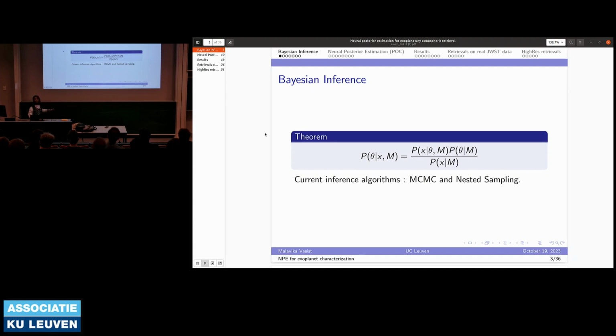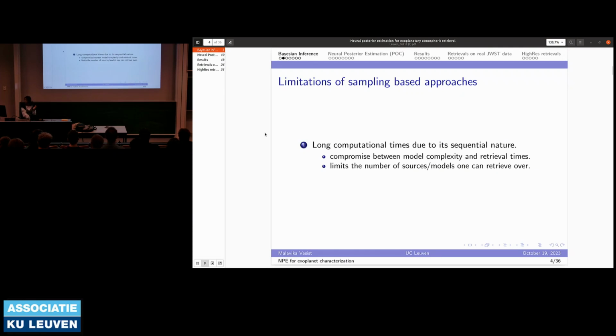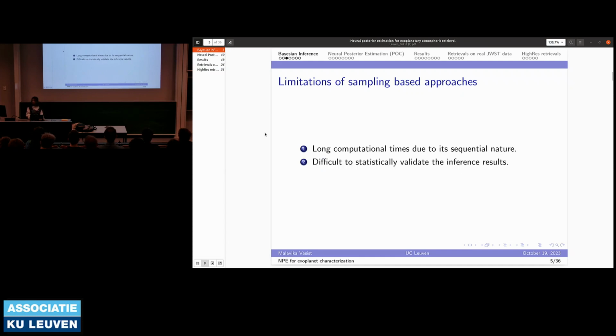Irrespective of the many advantages that they bring in, there are certain limitations to these sampling-based approaches. One of the things is the long computational times because they're sequential in nature. And because it takes a very long time to retrieve over one source, it becomes very difficult to try different models and retrieve different sources. And also, we have to constantly compromise between the complexity of the model and the retrieval times. So that's a big problem. And also, because each individual retrieval takes so long, it's also difficult to statistically validate these inference results.